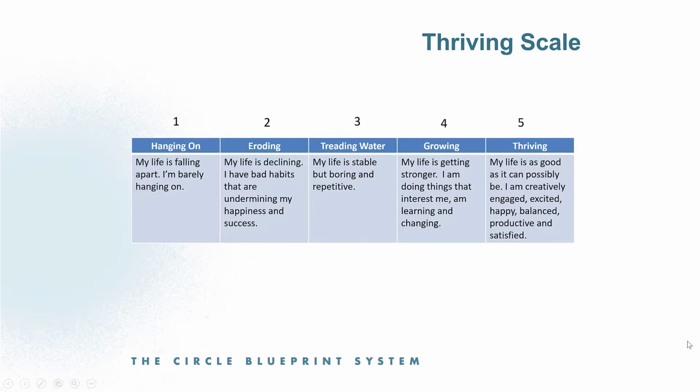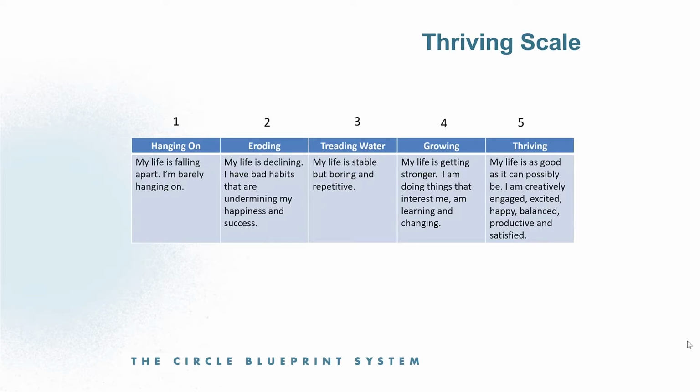And you give yourself a 5 if you're thriving. What does that mean? It means my life is as good as it can possibly be. I'm creatively engaged, excited, happy, balanced, productive, and satisfied. I find there are very few people who are a 5. Seems like some of the most successful and contented people have somehow managed to get in that category.